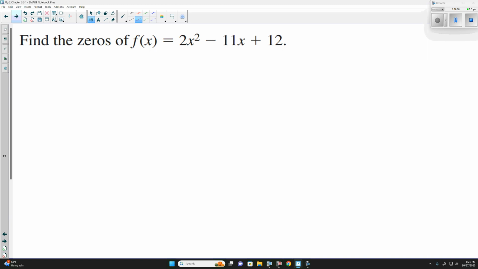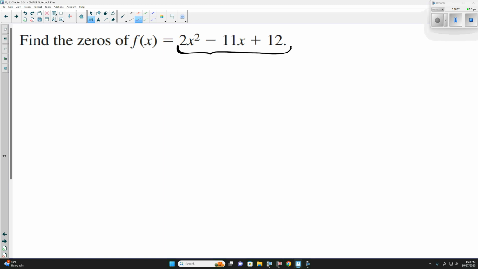I'm going to skip over that one and look at this one here. So we're going to do two more, this one and one more, and then we are done for the day. Now this one here says to find the zeros of f of x equals 2x squared minus 11x plus 12. And what we've been doing with solving is we're trying to find out what value of x will make this function equal what? Make this function equal 0.